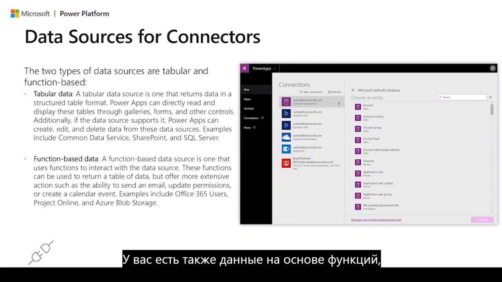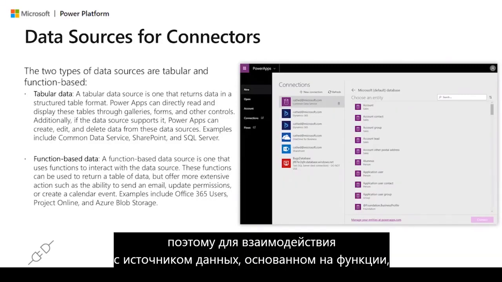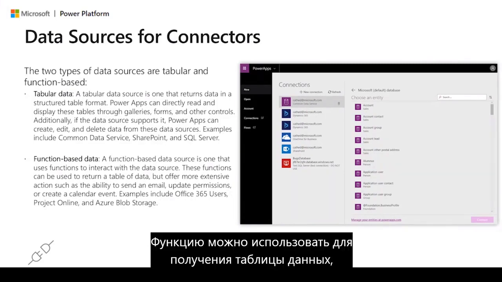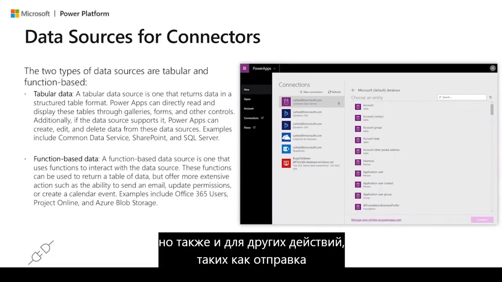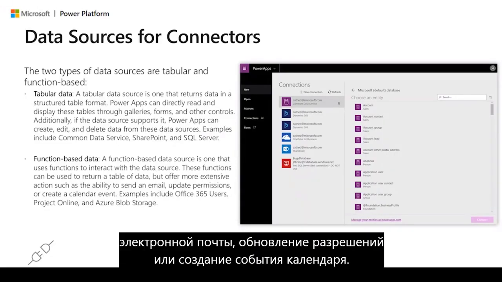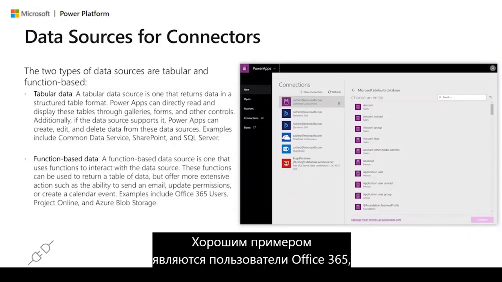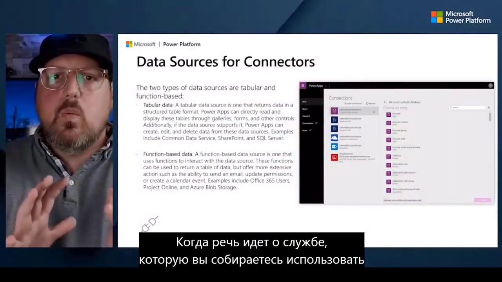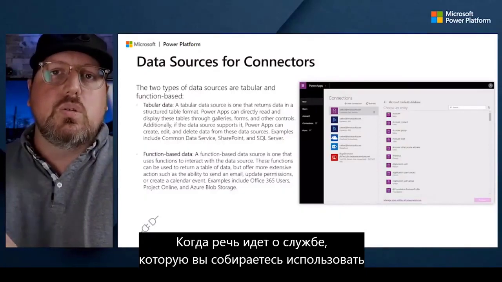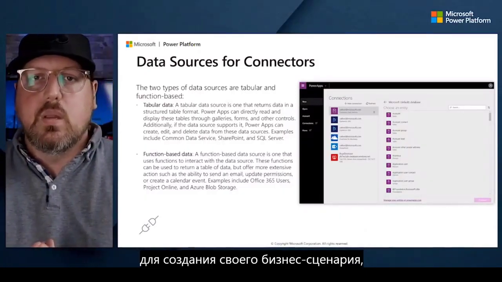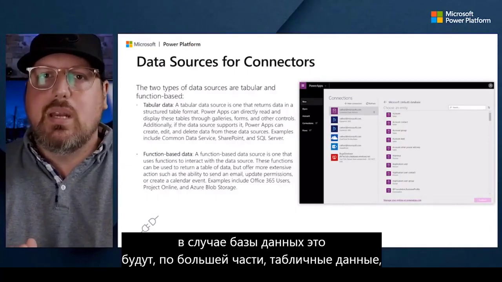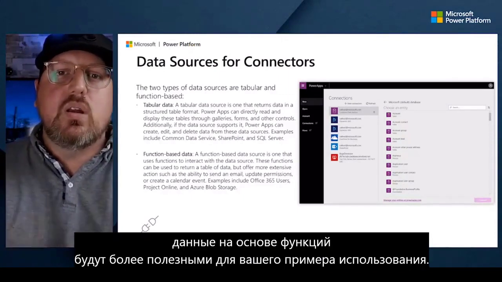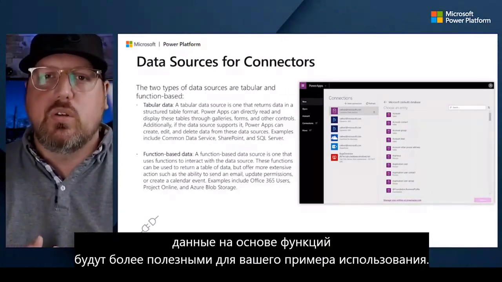But then you have function-based data. So function-based data source is one that uses functions to interact with the data source. These functions can be used to return a table of data, but offer more extensive actions such as the ability to send an email, update permissions, or create a calendar event. So a good example of that is Office 365 users, Project Online, or the Azure Blob Storage. So when you think of the service that you will use to build your business scenario, if it's a database, most of the time it's going to be a tabular data, so you can read and write easily. But when it's more like a service base, this is where the function-based data will be more useful to your use case.